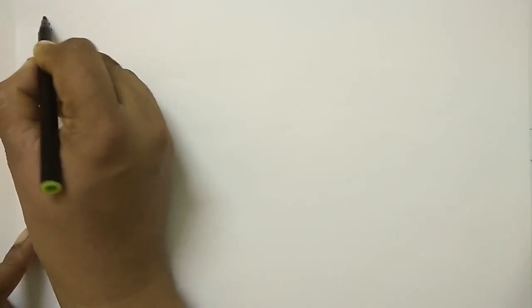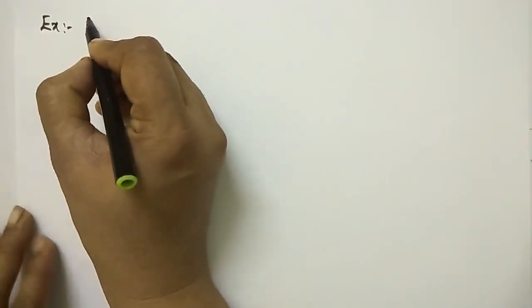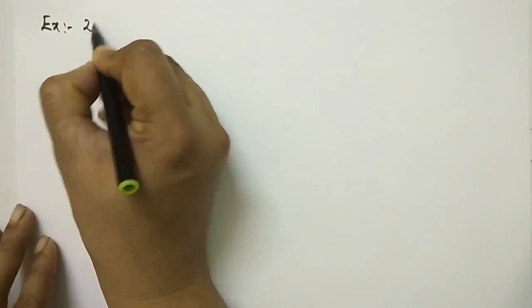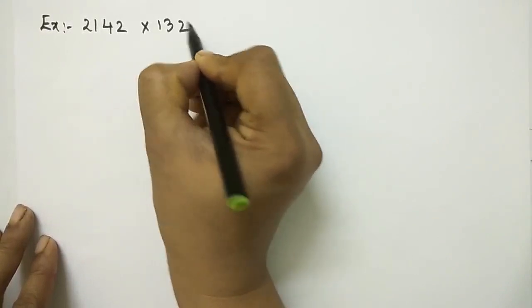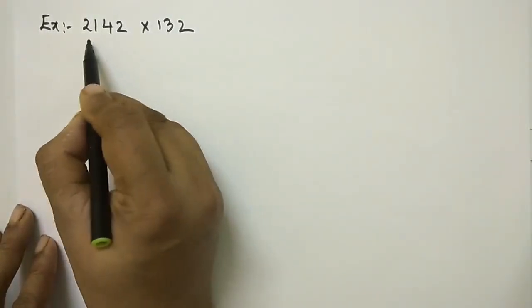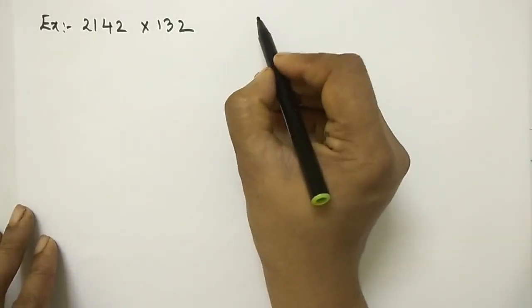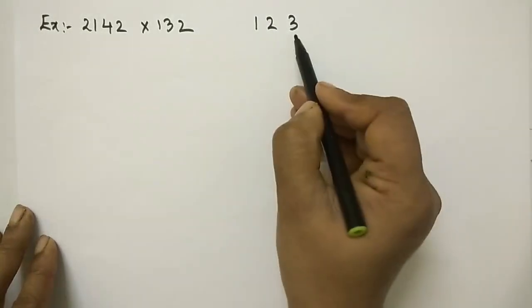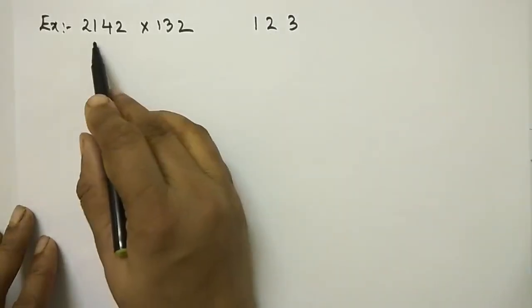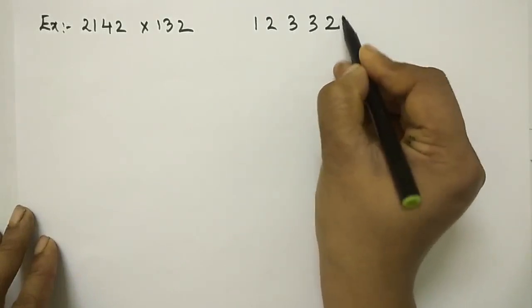Now let us take an example in which the number of digits of multiplicand are greater than the number of digits of multiplier. Example 2142 into 132. In this case, the multiplicand has 4 digits and multiplier has 3 digits. The pattern will be 1, 2, 3. Here 3 digits, right? Up to you have to write 1, 2, 3. In place of 4, you have to write 3 and come back to 1.